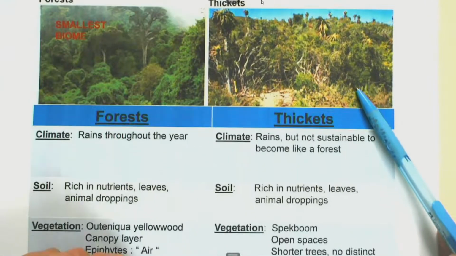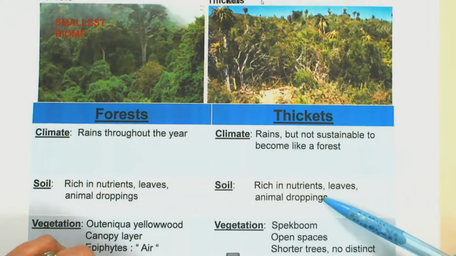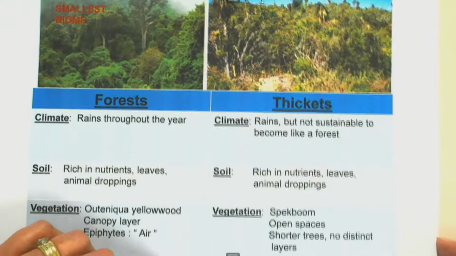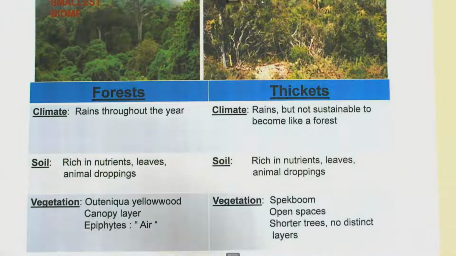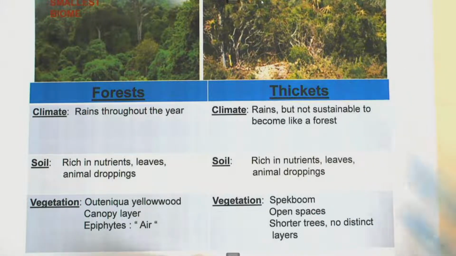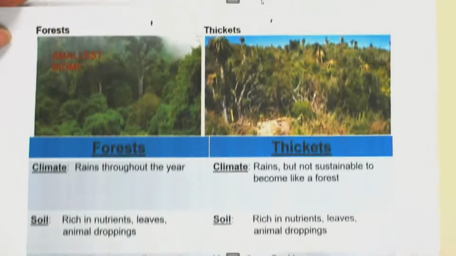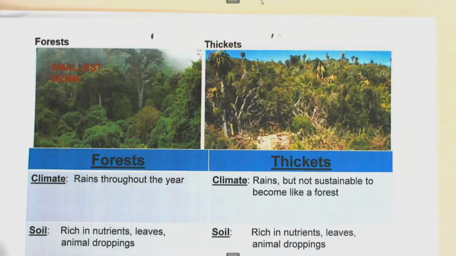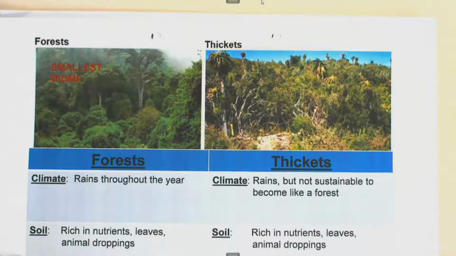Okay. Then there's nutrients, the leaves drop, we have animal droppings that we've talked about, and then we can find there the spekboom, which is a tree that gives a lot of oxygen. It uses up a lot of CO2 and not a lot of water, so it's always a good shrub or tree to plant. There's a lot of open spaces in between, as you can see there, shorter trees and no distinct layers. You're not going to find that canopy that you find in the forest biome. All right, remember the forest biome, the smallest biome in our country.